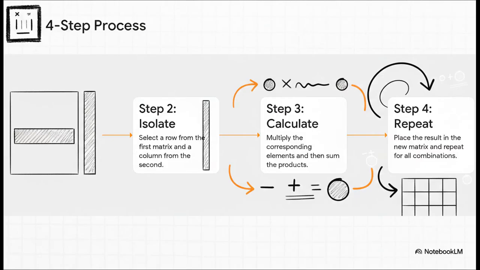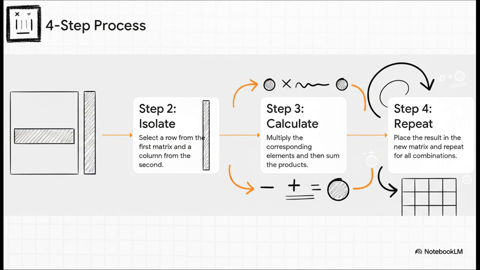To make sure we get this right every single time, we're going to follow a very strict four-step process. Step 1, you just heard it, check the dimensions, always. Step 2 is where we start the action. You pick one row from the first matrix and one column from the second. Think of it like you're lining up the two pieces of information you want to combine. Step 3 is the real heart of the operation, what's called the dot product. You multiply the first number in the row by the first number in the column, the second by the second, and so on, and then you add all those little products together to get one single number. Finally, step 4. You take that new number and place it in the correct spot in your answer matrix.